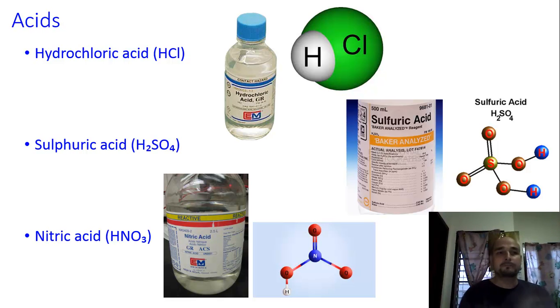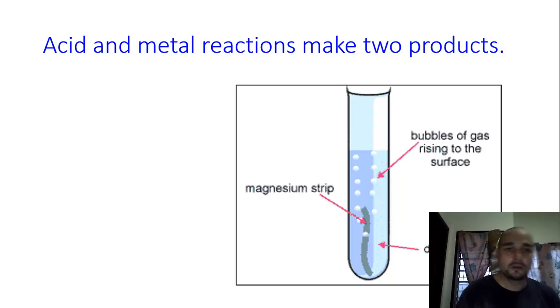Okay, in the lab there are 3 acids that we use. Hydrochloric acid, HCl, sulfuric acid, H2SO4, and nitric acid, HNO3. Got to know these 3. Okay, an acid and a metal reaction make 2 products. So in the picture you see a magnesium strip of metal, and it's got a dilute acid, and there's bubbles of gas rising to the surface.